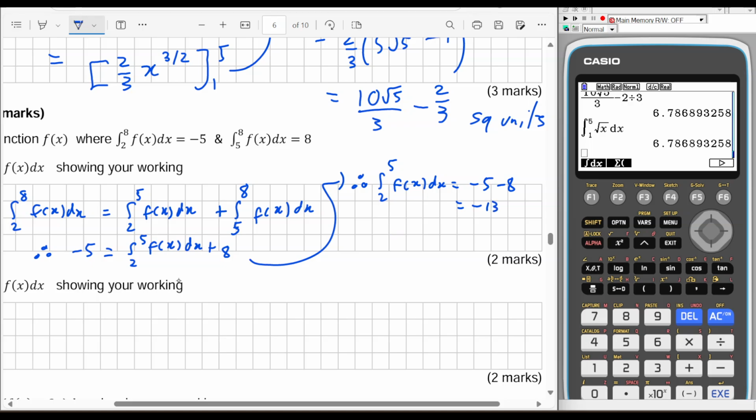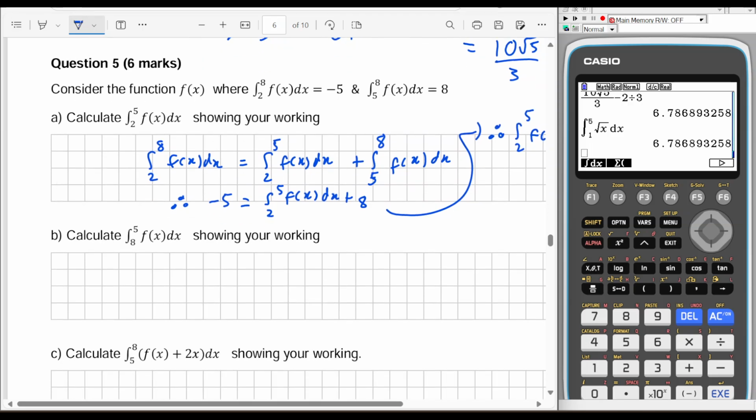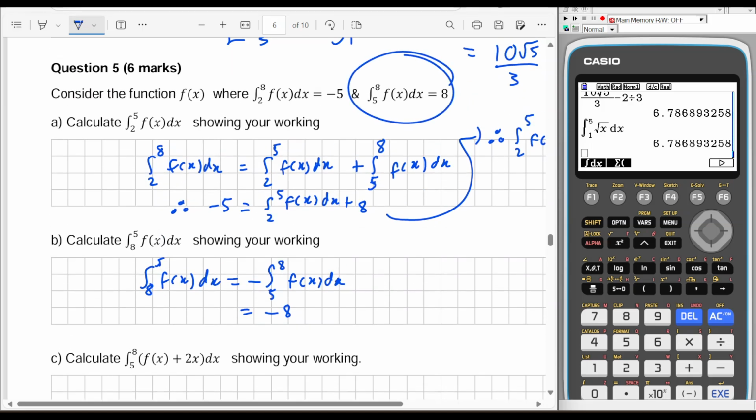Cool. All right. Calculate the integral from 8 to 5. So the integral from 8 to 5, this is a property of definite integrals. If you flip the two numbers, you just get negative. So it's negative of what that integral was. And this is going to be negative 8. Cool, because it says 8 up there.